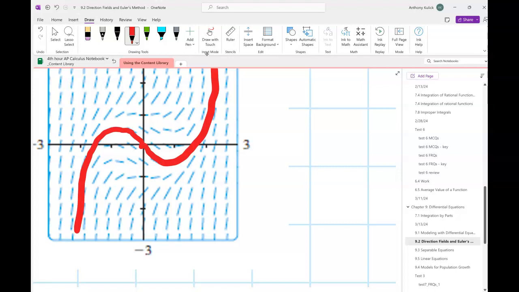Cool? Will the AP ask you to do something like this? Sure would. Absolutely a question they would ask you to do. But how easy is this? This is easy points, right? It's just follow the paths. It could be a multiple choice. It could be a part of a free response question. I've seen that before.